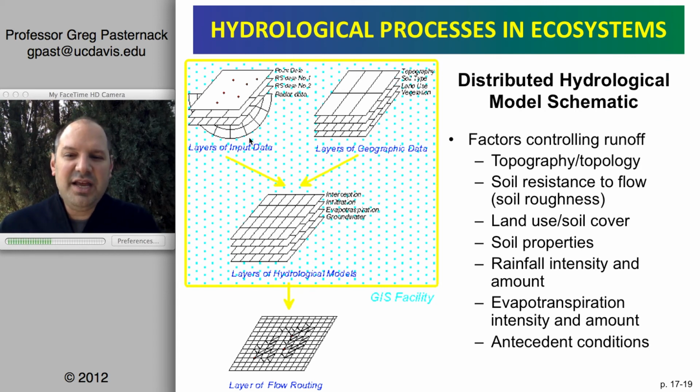In addition to those inputs, you're going to have geographic data: topography, soils, land use, vegetation. Here are the examples there. And then you're going to have to put those together with equations in the model to then get your spatially distributed water balance, component storage volumes, and fluxes.